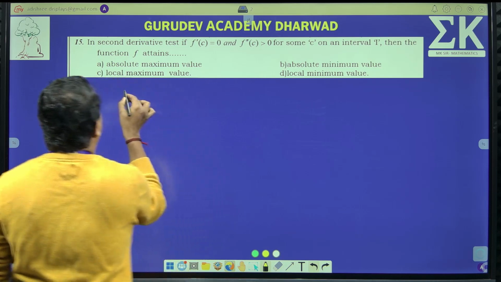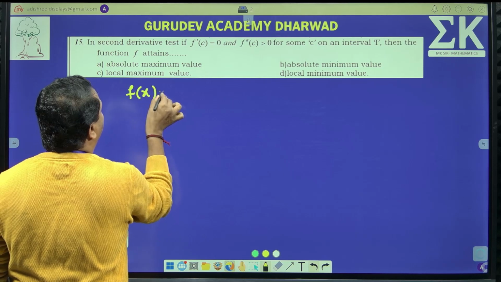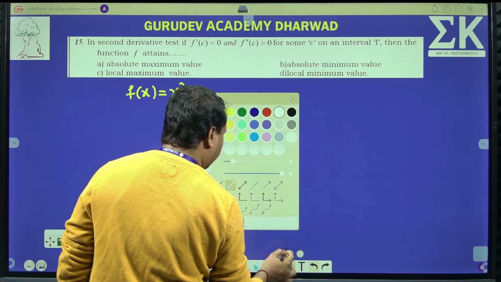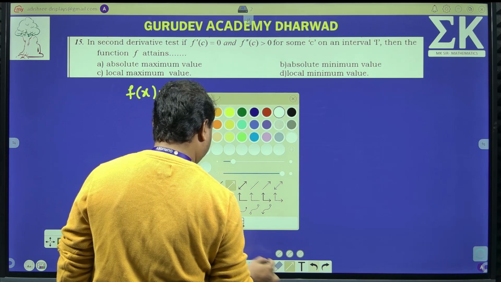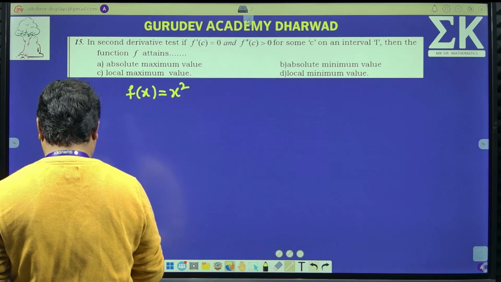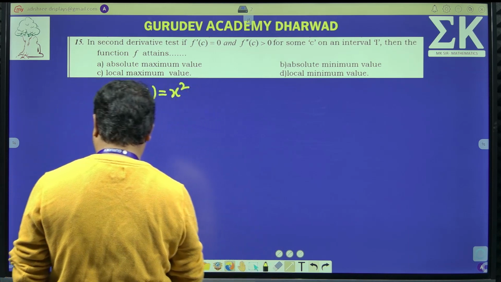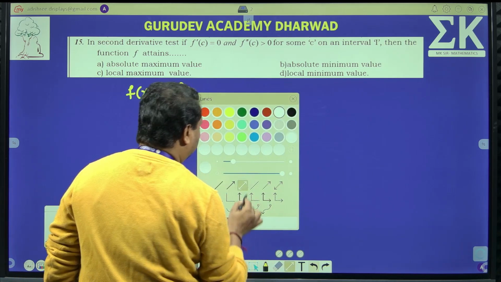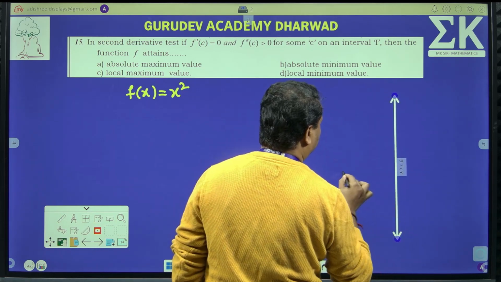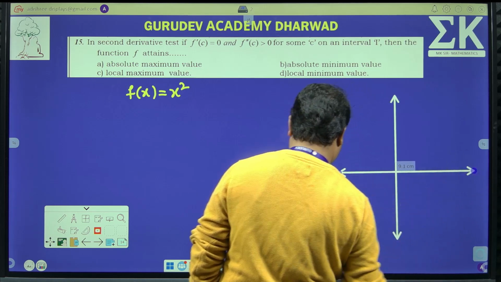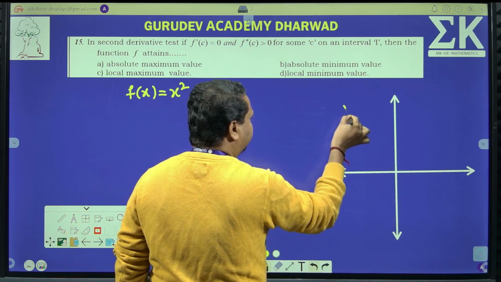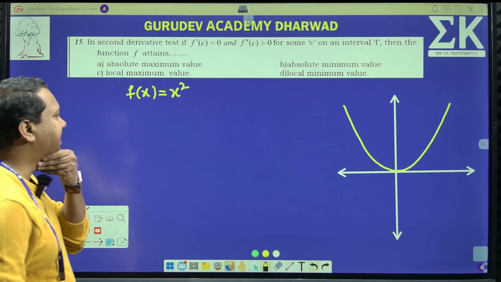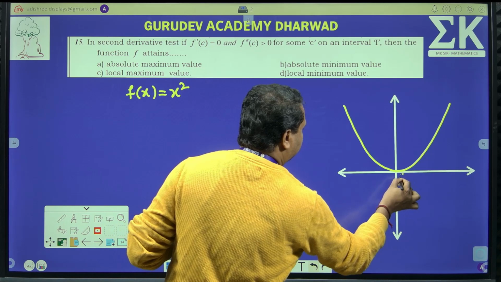Say we have a function f of x is equal to x square. I hope you know the graph of this function. I'll take the graph of this function as follows. I hope you remember y is equal to x square is an upward parabola, right? Okay. Now try to understand. This is at x equal to 0.